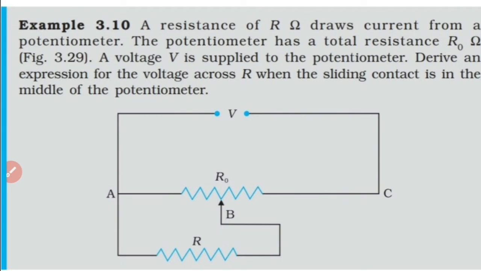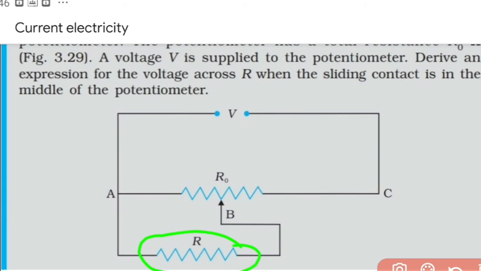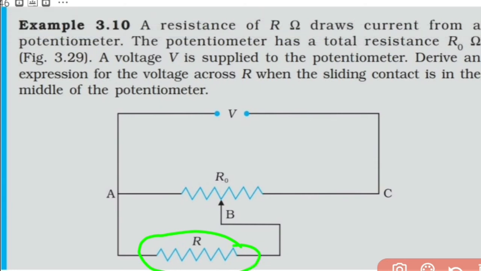Okay, so here it is given, this resistor R draws current from potentiometer. Potentiometer has total resistance R0. So instead of showing those different layers, it's just shown as a resistor R0. Its resistance is R0. Now voltage V is applied across potentiometer wire. Now we have to obtain the expression for voltage across R when the sliding contact is at middle of the potentiometer.